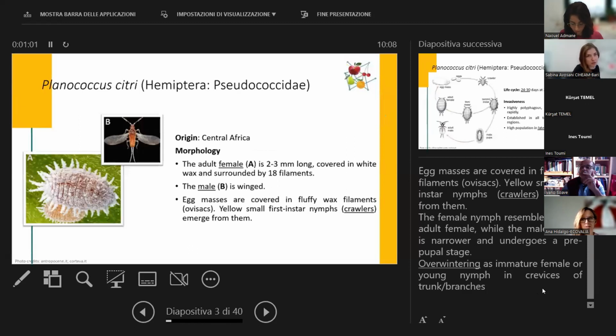The mealybug Planococcus citri is native to Central Africa, and as you can see from these two pictures, there is a really distinctive sexual dimorphism, where the adult female is a convex insect, reddish in color, with these 18 filaments of wax that come out from the body, while the male is winged, so is the one that flies from one tree to another to fertilize the female.